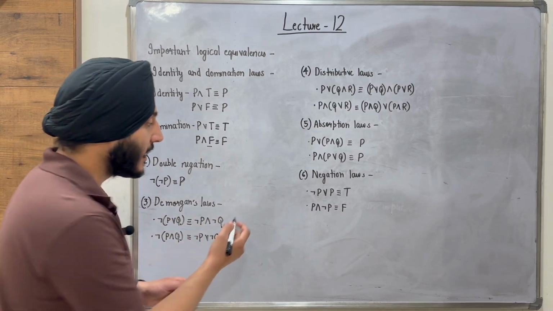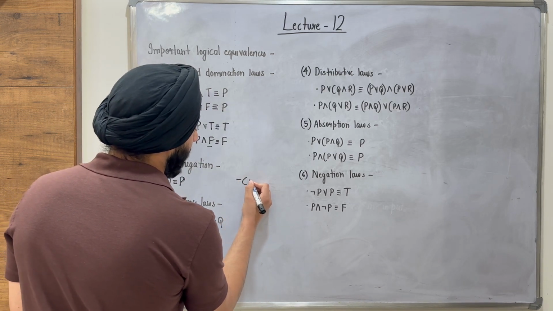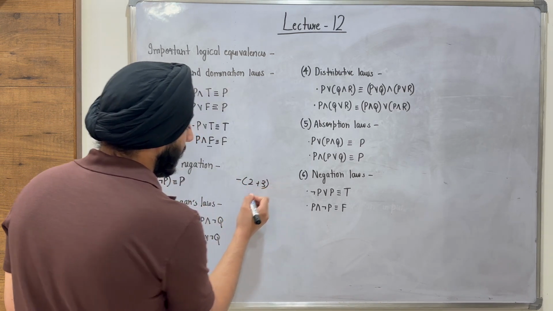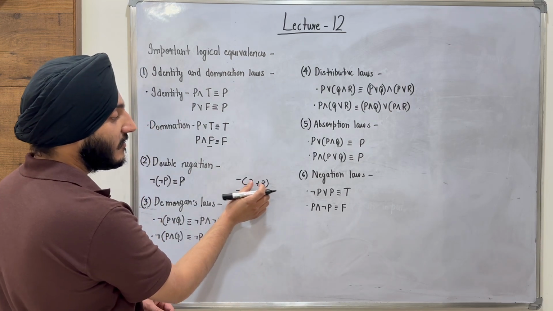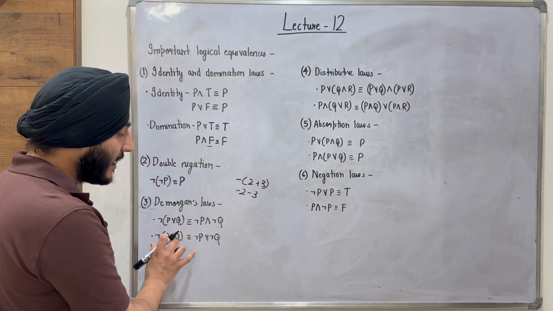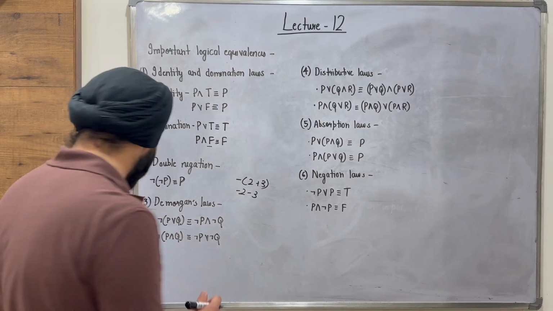So we basically do the opposite of whatever's happening inside the brackets. This is kind of just like if I do minus of 2 plus 3, then I would do negative of 2 and negative of 3. Basically change the signs that we have, right? And it kind of works in that way. Okay, moving on.